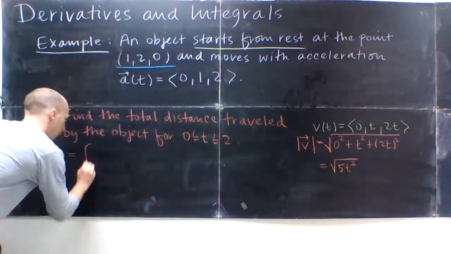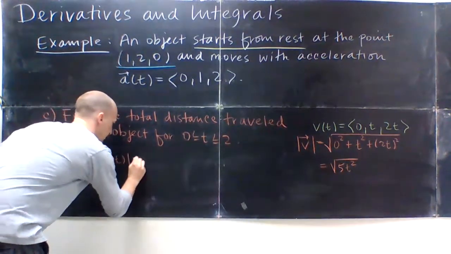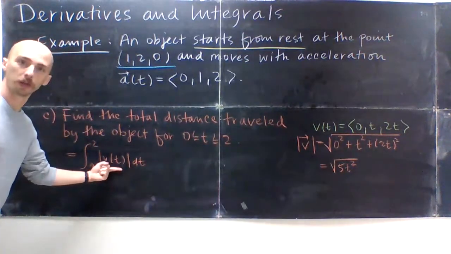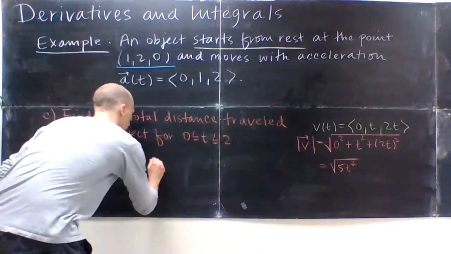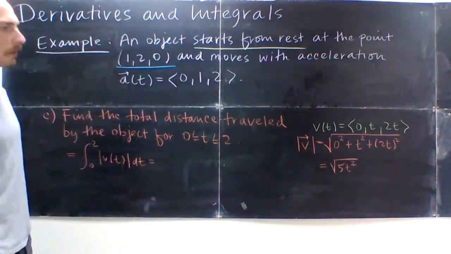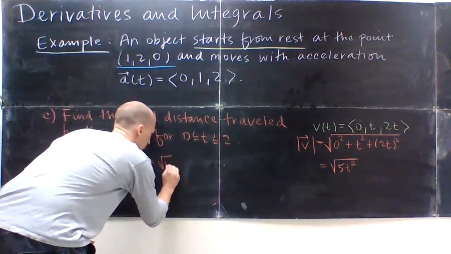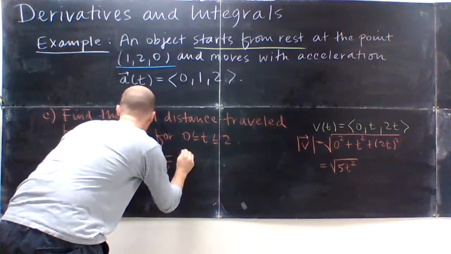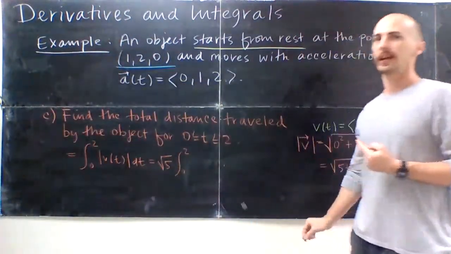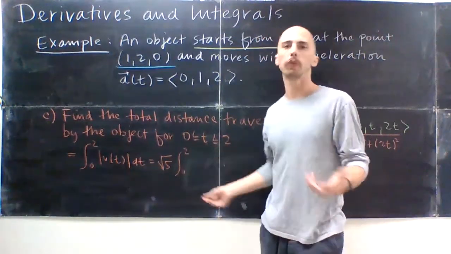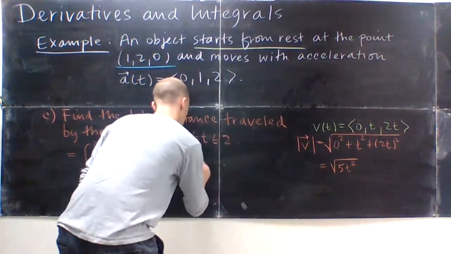That's going to be equal to the integral from 0 to 2 of the absolute value of v of t dt. And this is a real valued function, right? It just depends on t. It's just a number. And so what I can do is pull out the square root of 5 as a factor. Now, the square root of t squared is really the absolute value of t, right? But since we're only looking at places where t is not negative, that absolute value wouldn't do anything. So it's just going to be t dt.